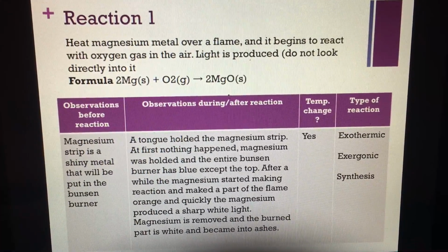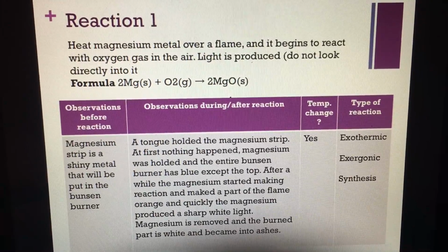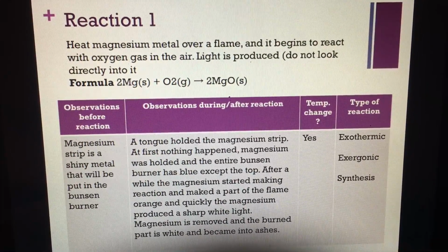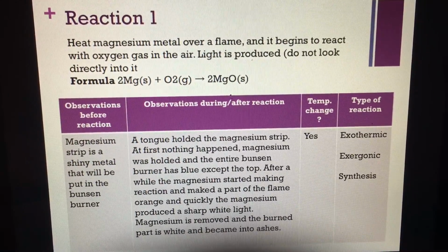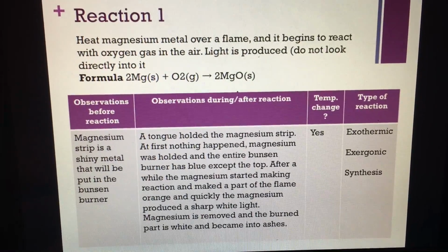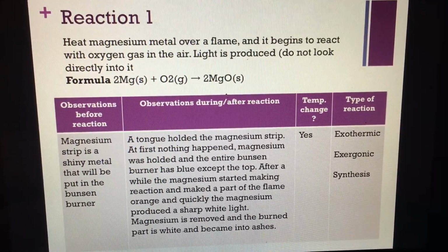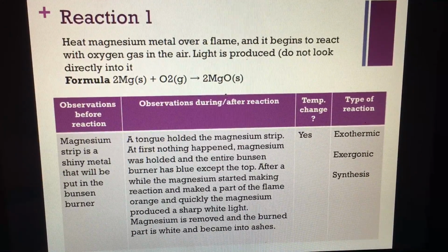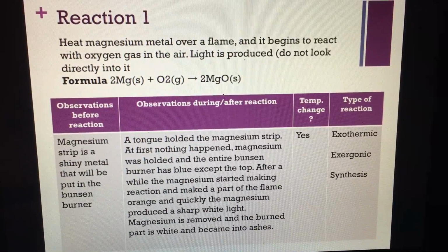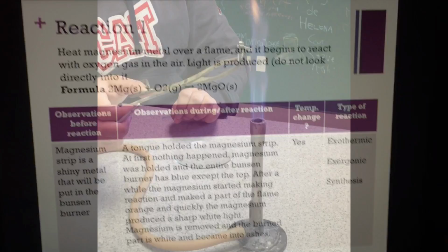The magnesium was removed, and it seemed like the magnesium was in ashes, white ashes. So we know that this reaction was exothermic because it produced heat. It's exergonic because it produced light, and it is a synthesis chemical reaction.